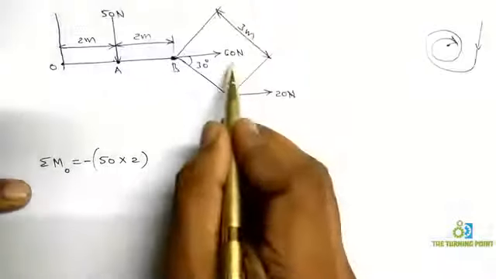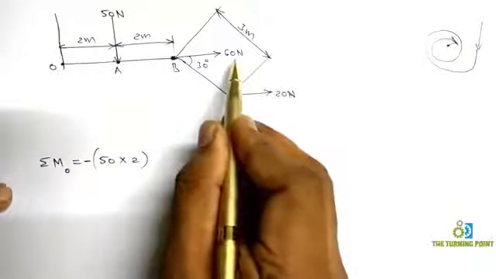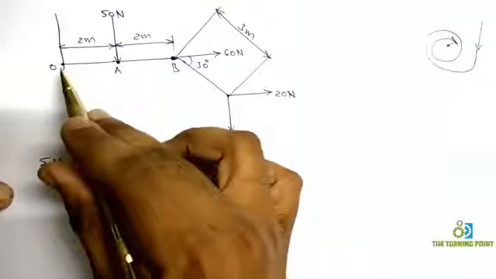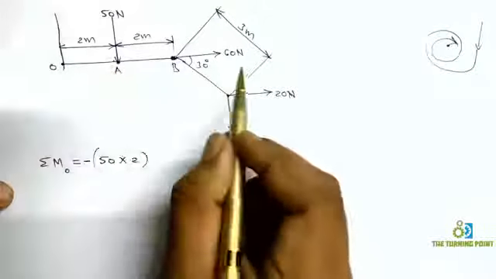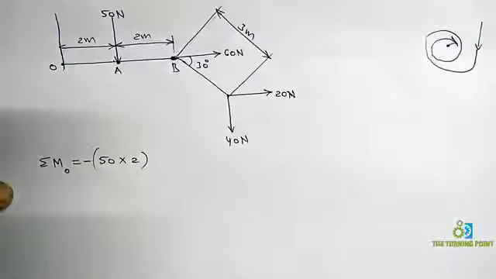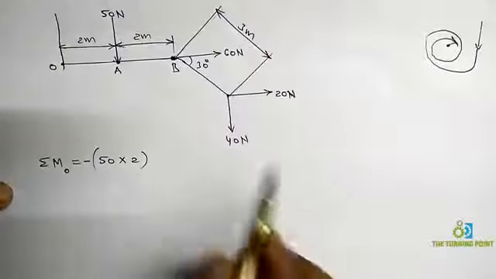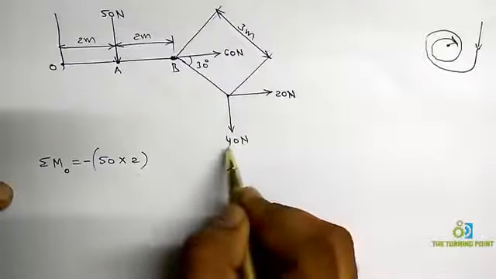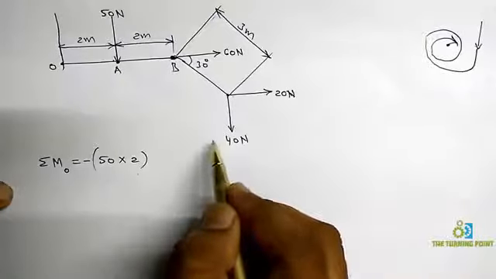Another force is 60 newtons. The line of action of the 60 newton force is passing through point O. So that means the moment because of that force will be 0. No need to calculate the moment for that. The remaining forces are 20 newton and 40 newton, and I have to consider the perpendicular distance for those two.